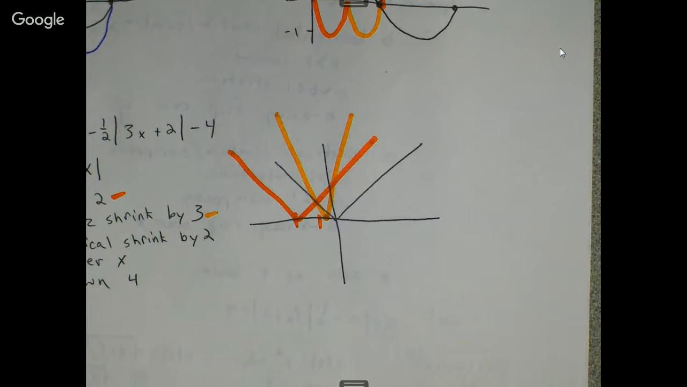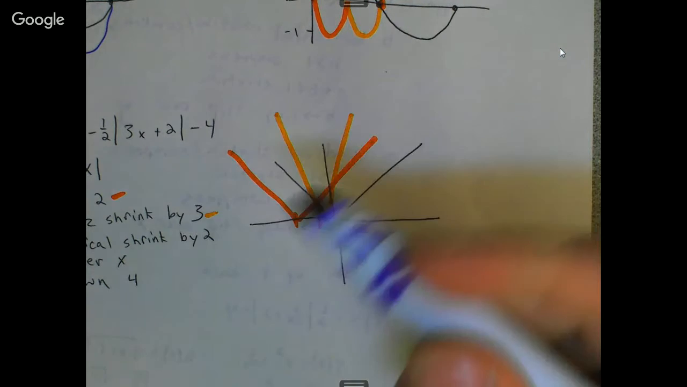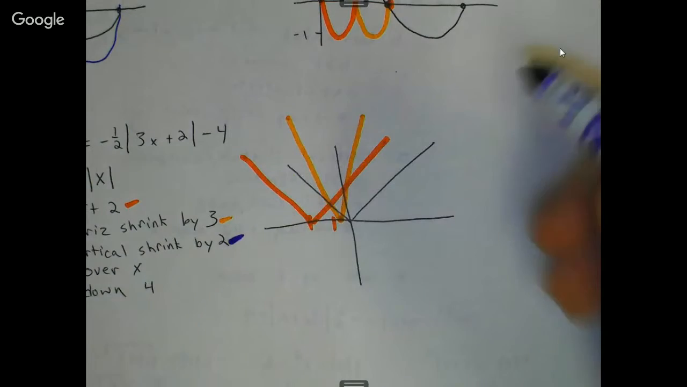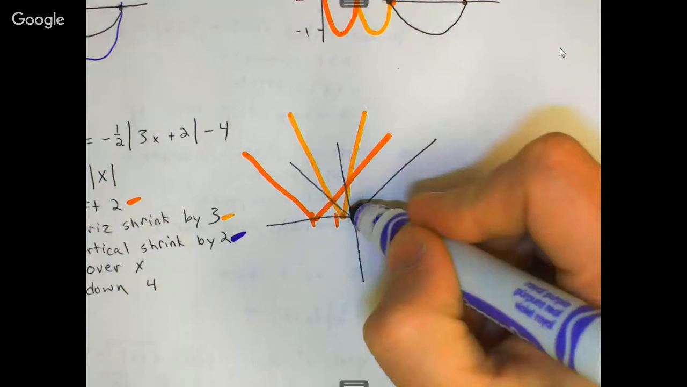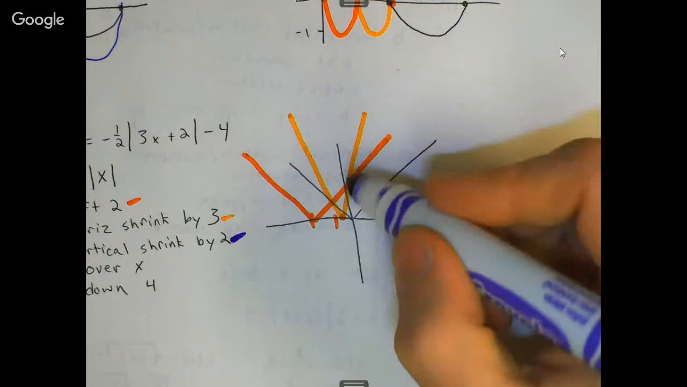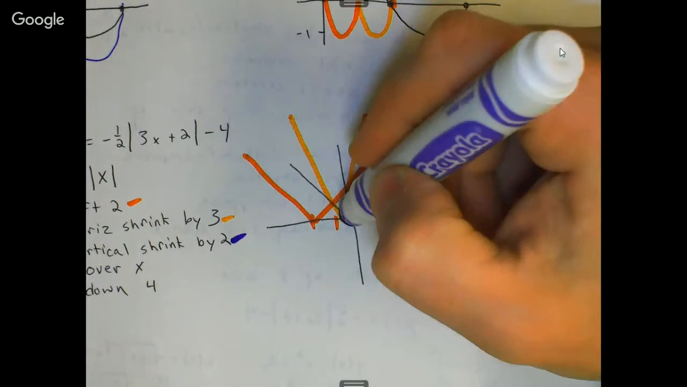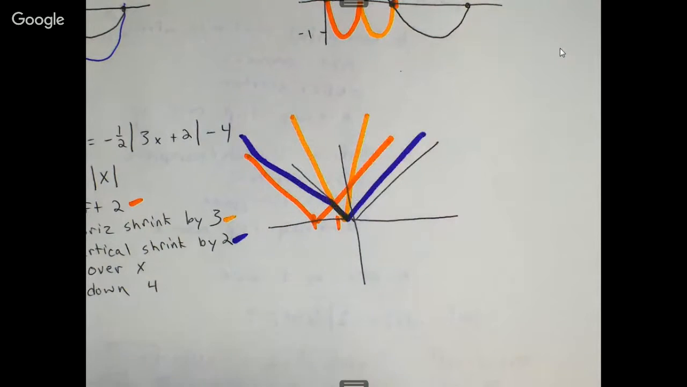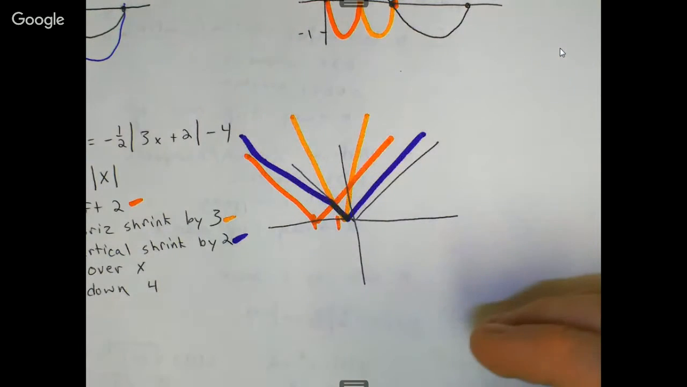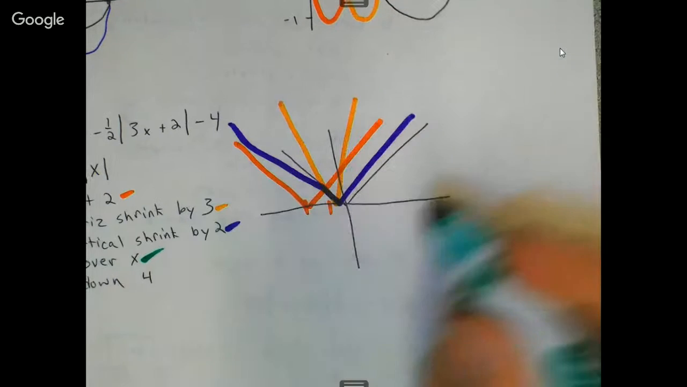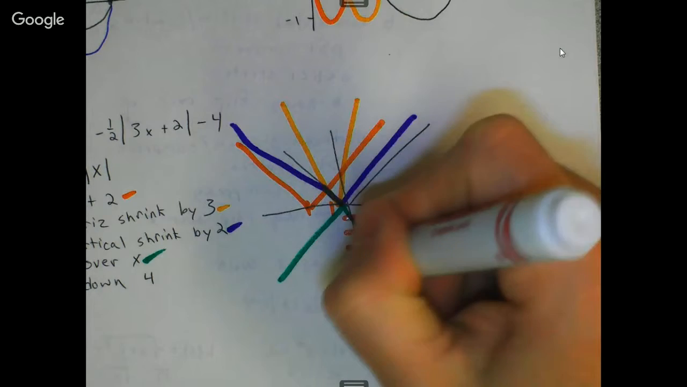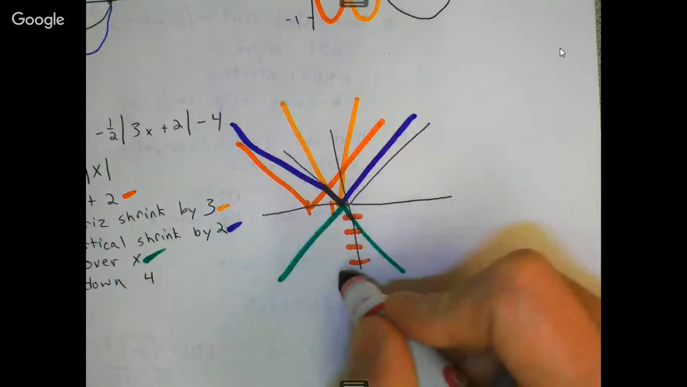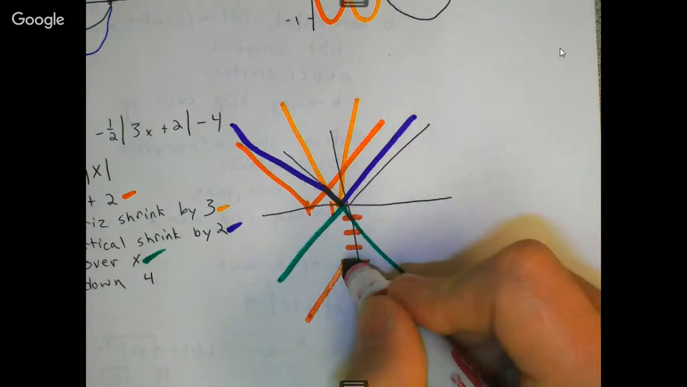And then we're going to vertically, so that was a horizontal shrink. Now we're going to vertically shrink it by 2. So now all these are compressing down to the x-axis. So it's going to appear to get wider, but it's not necessarily getting wider. Okay, it's compressing down to that x-axis. Then we're going to flip it over the x, so something like that. And then we're going to go down 4. So it should be about in here somewhere.